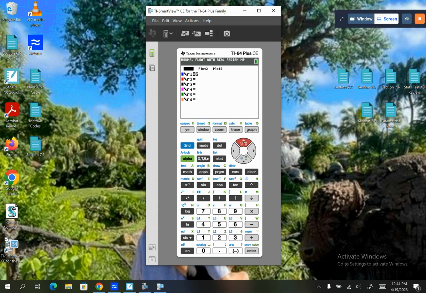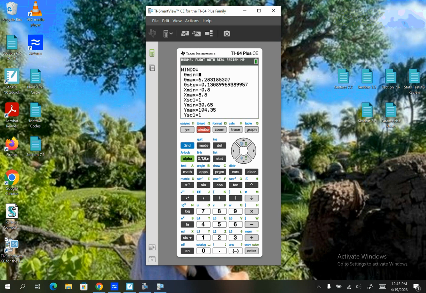My plot's on, so I'm going to turn it off. Just make sure your plot's not on. Okay. Then the next thing, go into window, and we're going to change these values to match what you see on your packet. Okay? And this is, again, on the top right corner there. So theta min, you're going to put a 0. Theta max, we're going to put 720. Theta step, we're going to put a 5. So we're telling the calculator just graph between 0 and 720 degrees, graph every 5 degrees.